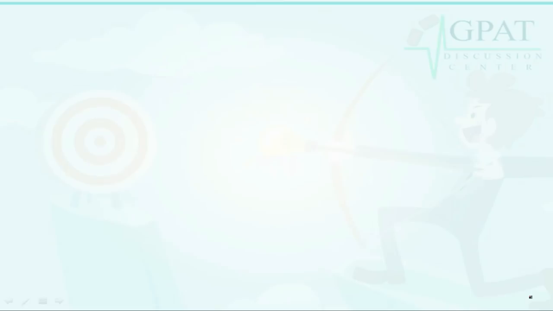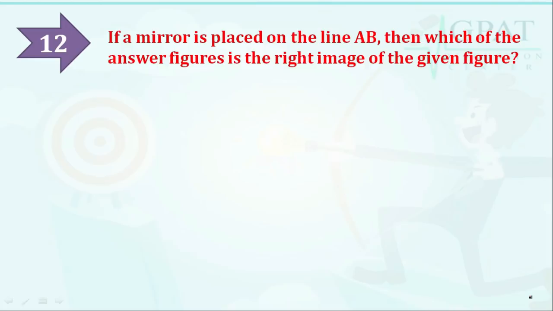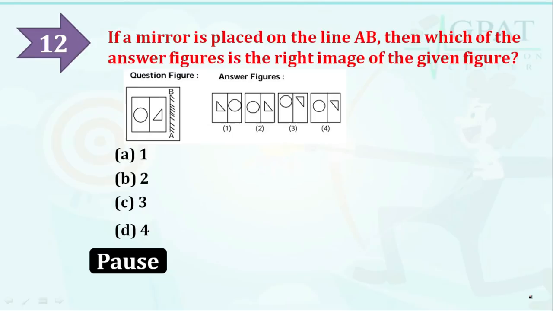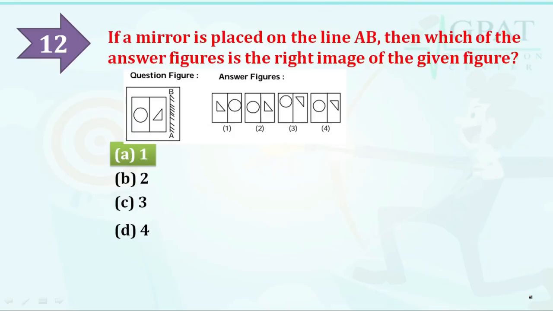If a mirror is placed on the line AB, then which of the answer figures is the right image of the given figure? And the options are, here we have just the figure. Option A is 1, option B is 2, option C is 3, option D is 4. So which is the correct one? According to this, the correct answer is A, that is 1.